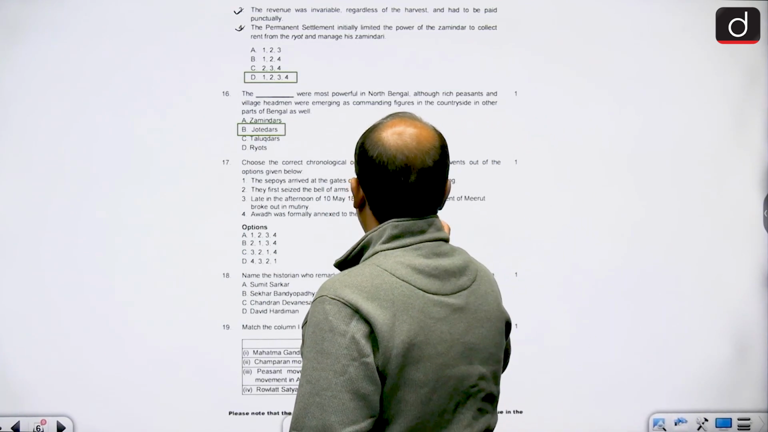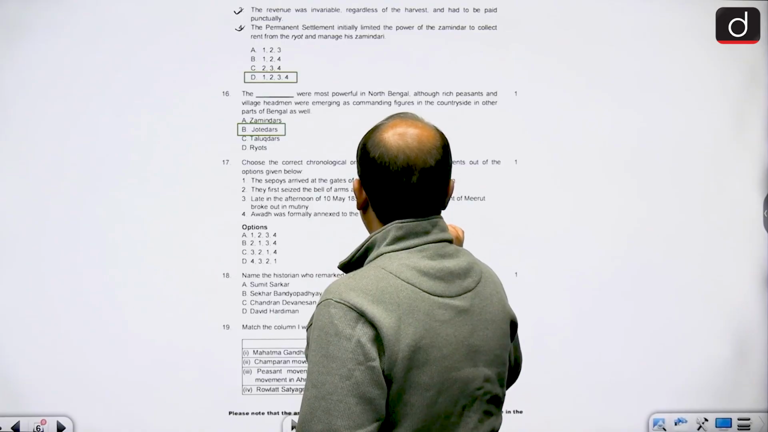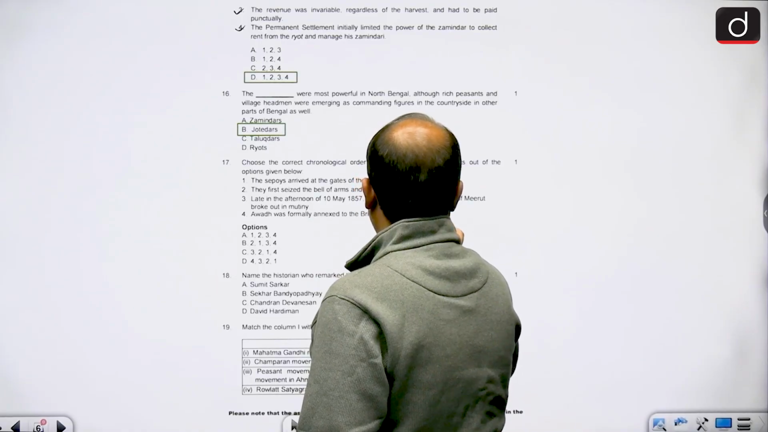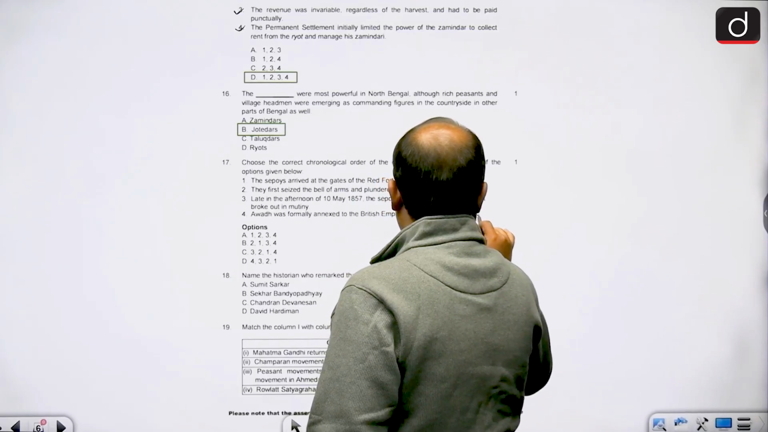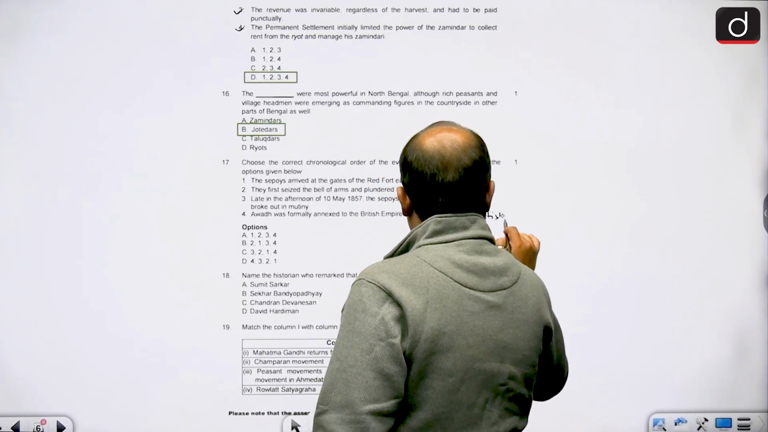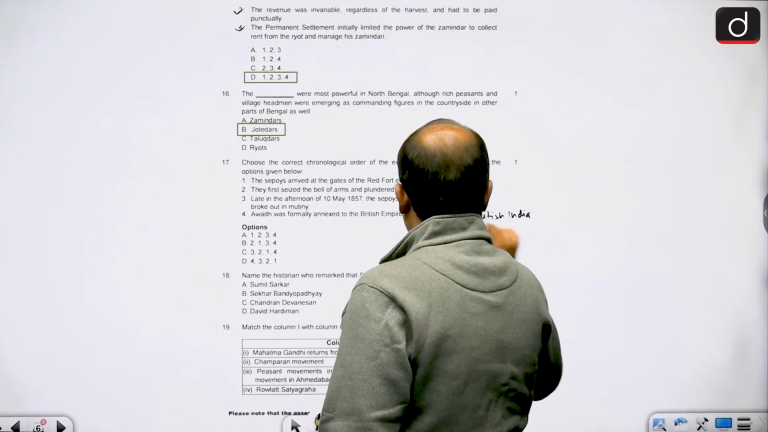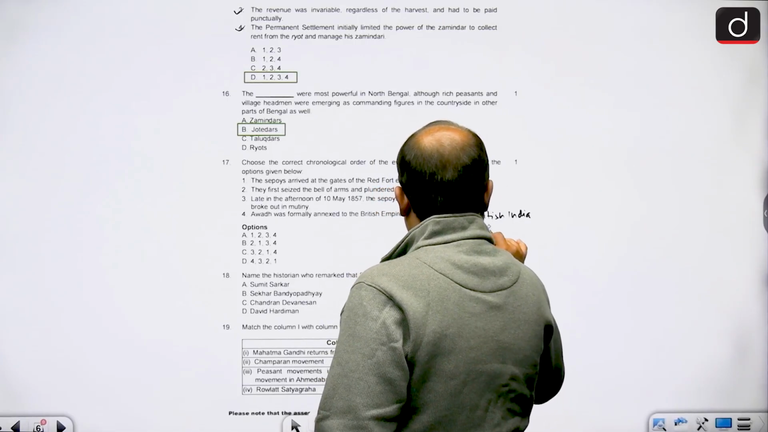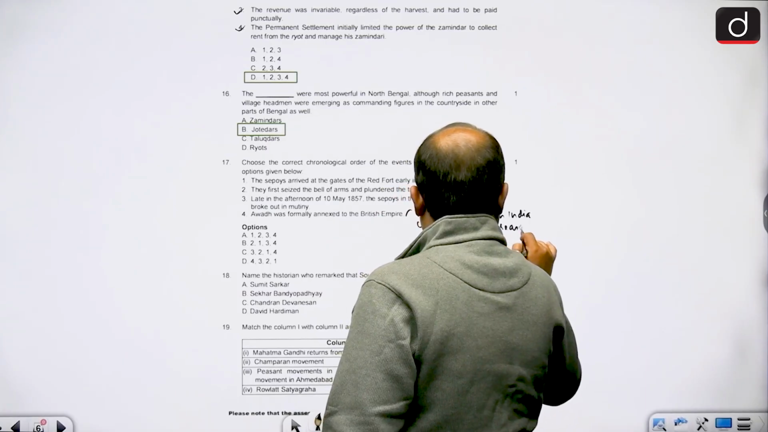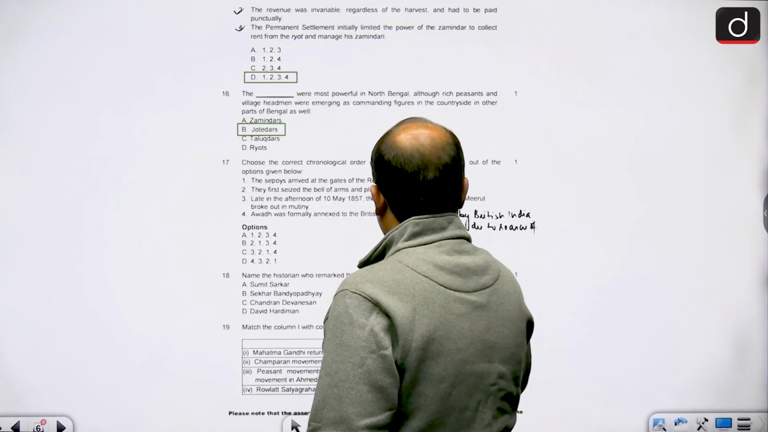So it was annexed by the British East India Company due to the reason of maladministration.